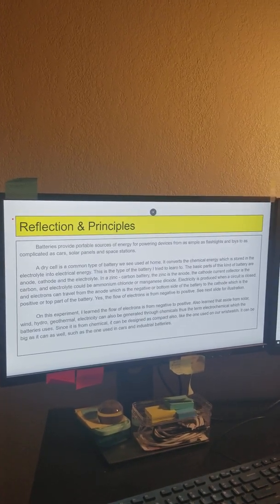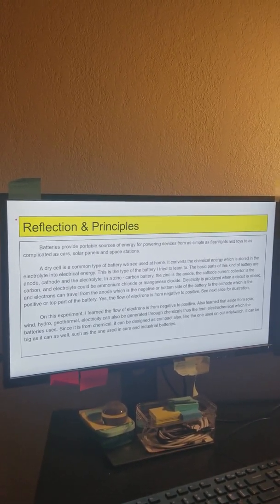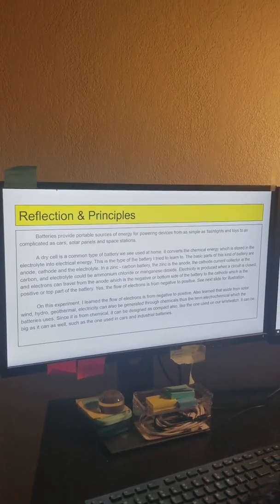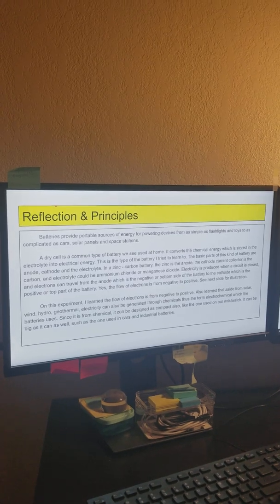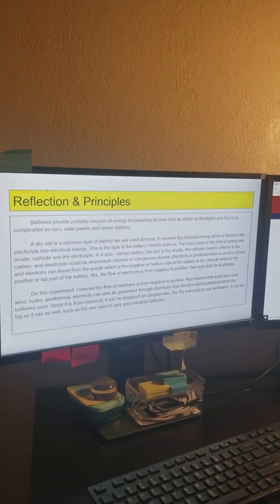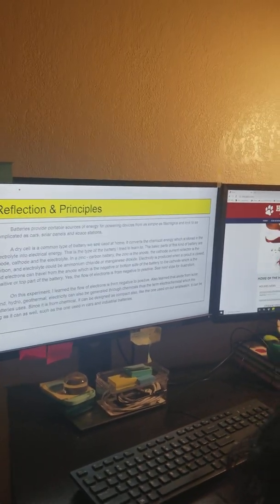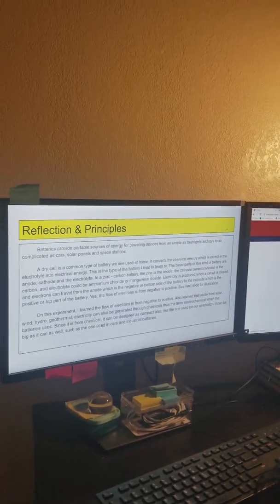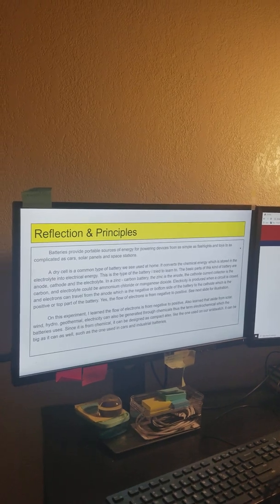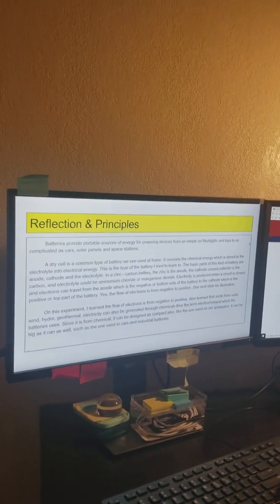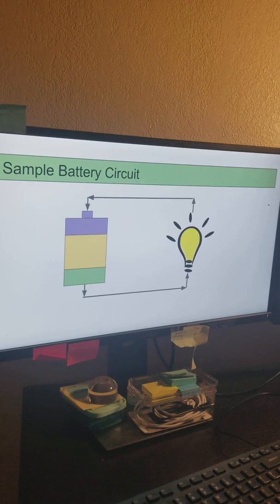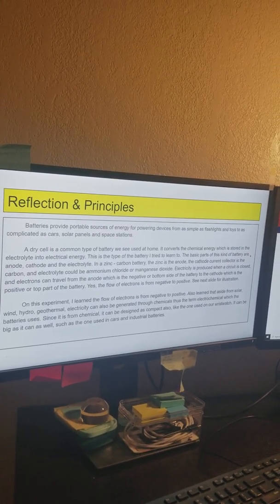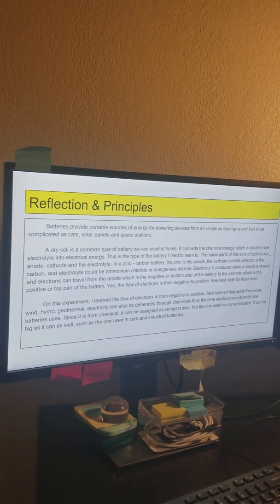Batteries provide portable sources of energy for powering devices, from something as simple as flashlights and toys to as complicated as cars, solar panels, and space stations. A dry cell is a common type of battery we see used at home, and it converts chemical energy, which is stored in the electrolyte, into electrical energy. This is the type of battery I tried to learn about. The basic parts of this kind of battery are anode, cathode, and electrolyte.